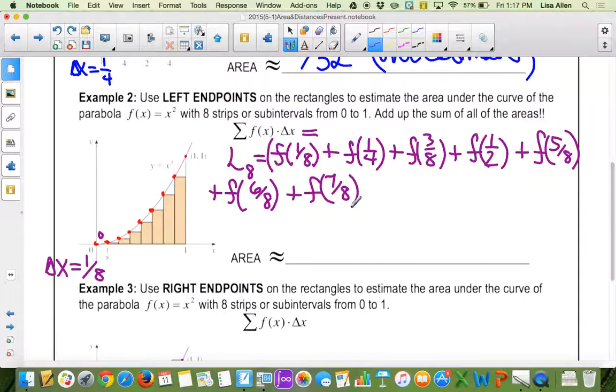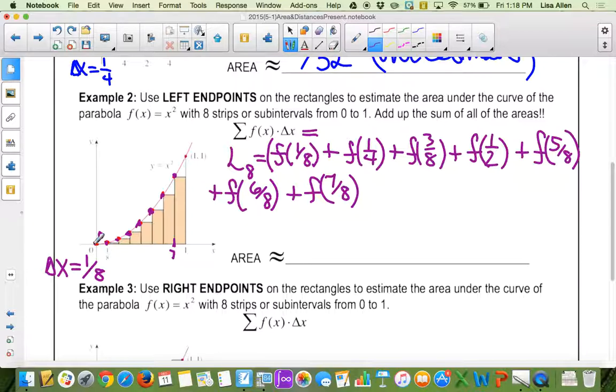Okay, now, are we done yet? Do we use the 1? No, because here's 7/8 right here. This is where we stop for the function value. We don't use that endpoint, so only these endpoints, left endpoints. So let me just put this.